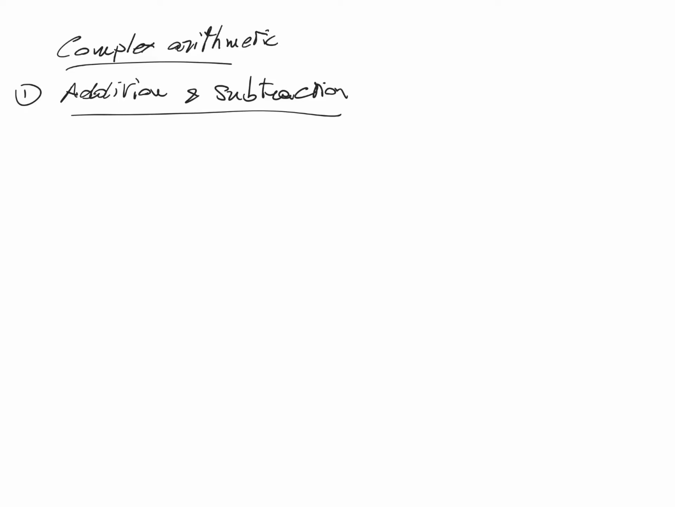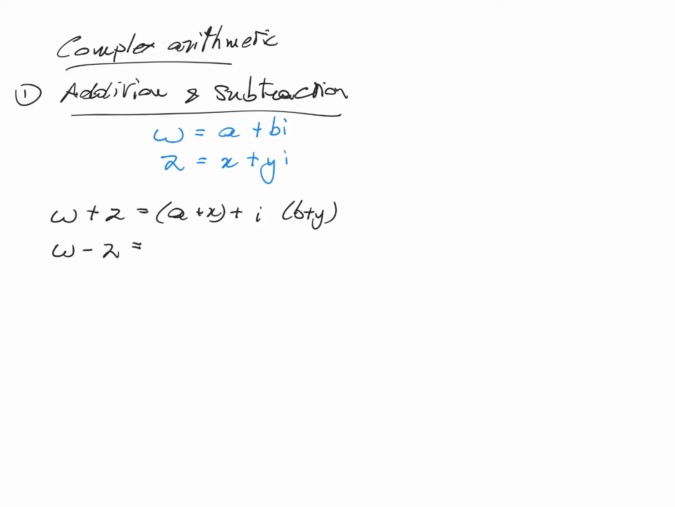For everything that follows, assume that we have two complex numbers, w, which is a plus bi, and z, which is x plus yi. Then the addition and the subtraction are very easy. If you have w plus z, this is just a plus x plus i times b plus y. W minus z is a minus x plus i times b minus y. So you just add or subtract the real parts to each other, and you add or subtract the imaginary parts to each other.